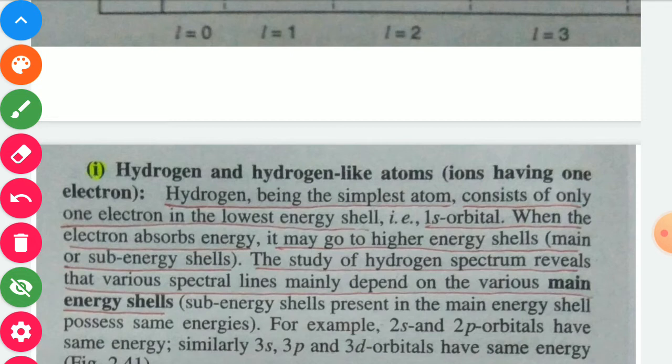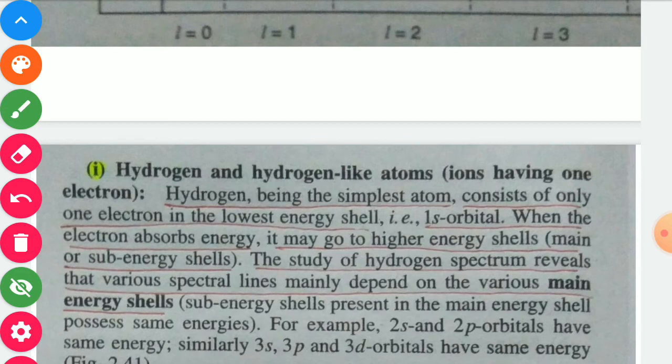And you know that in the orbital, electrons are finally found with the opposite spin. If two electrons are there, then their spins are found to be opposite. So here, for example, 2s and 2p orbitals have the same energy. Similarly, 3s, 3p, 3d orbitals have the same energy.